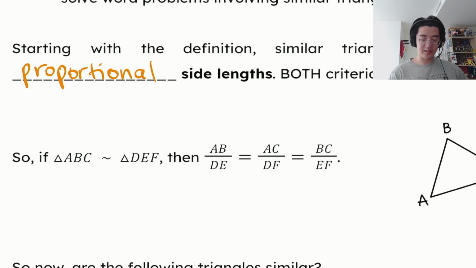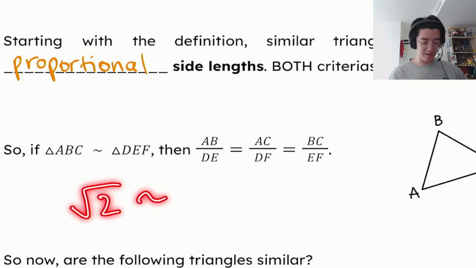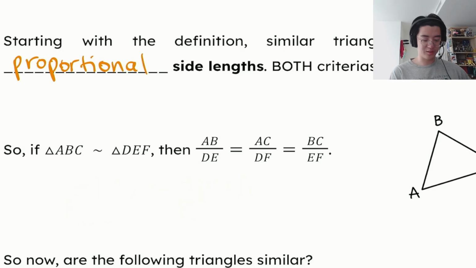So this is the symbol we use, a single squiggly line. It might look familiar because it's almost the same sign as the estimate sign. The square root of 2 is around 1.414, as an example. So it's just one of those squigglies here. If two triangles are similar, we use this squiggly line to denote it.